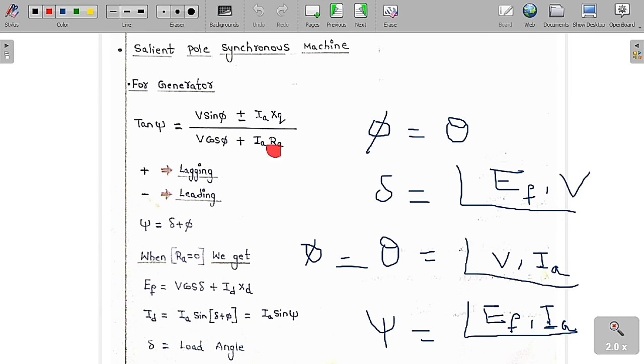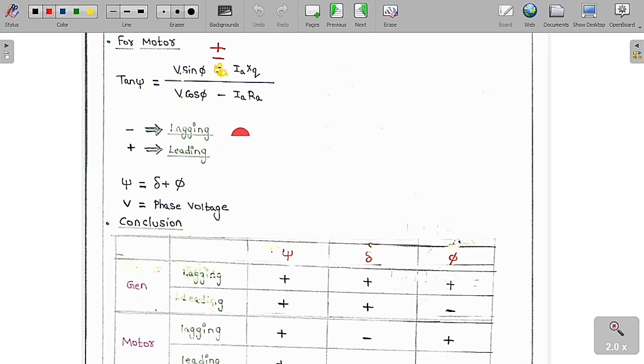So this is the equation for the generator. Tan psi is equal to (V sin phi plus or minus Ia into Xq) by (V cos phi plus Ia Ra). In this equation, we have replaced plus by minus and minus by plus, and everything else remains the same. So if you replace plus by minus and minus by plus, we get the equation for the motor. This is something you always have to remember.